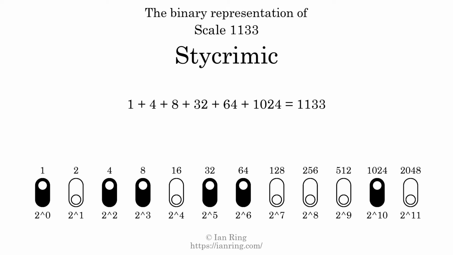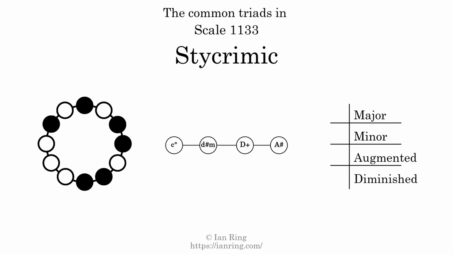1133. The scale number not only enumerates the scale with a unique index, but it also literally describes the tonal content of the scale. Represented as a binary number in base 2, the scale number is 010001101101. Here are the common triads present in this scale.